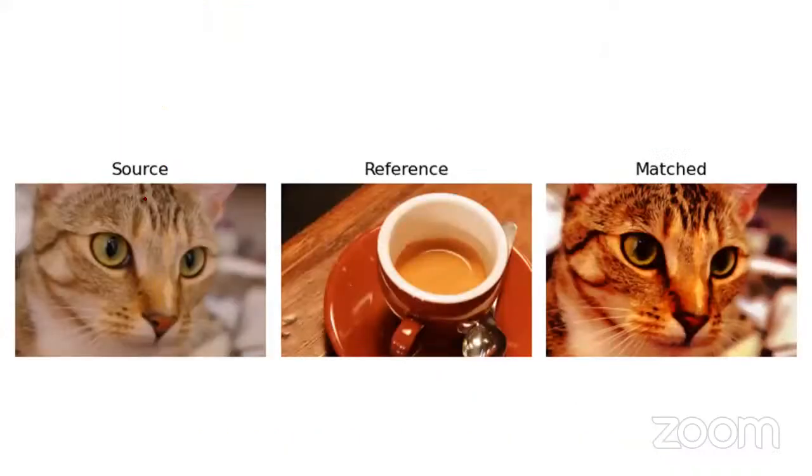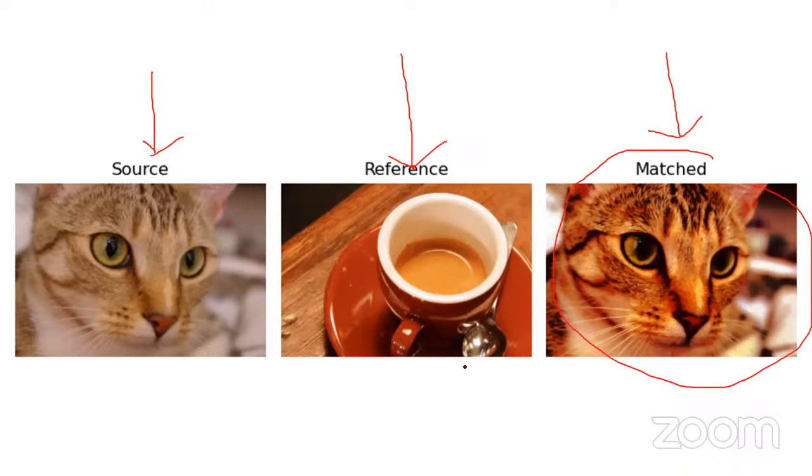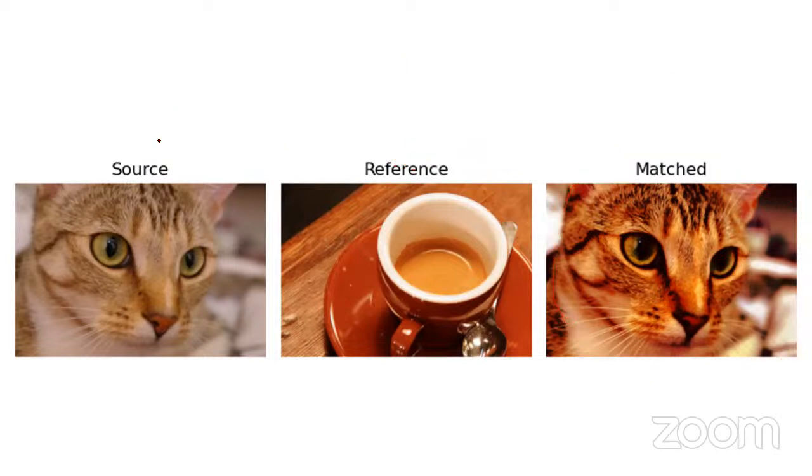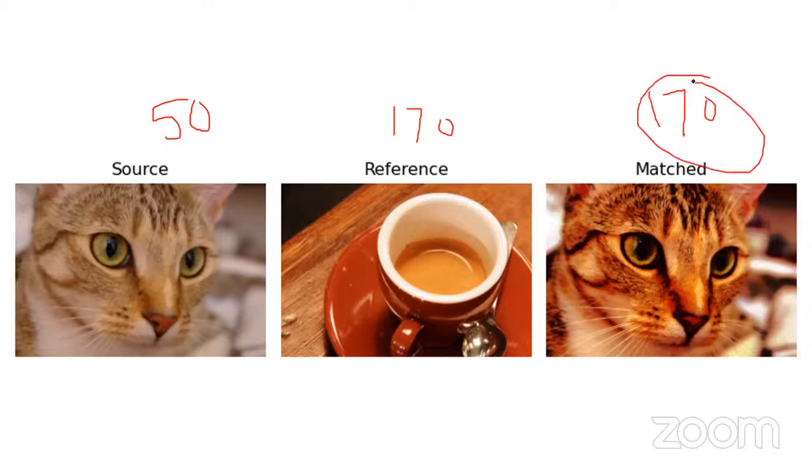Suppose we take a sample: this is the input image or source, and this is the target image, or reference image. After applying histogram matching, you can see some difference between input and matched output. You can see the color of the cat changed based on the reference image, so the target has more influence. Here the input pixel is 50, let us assume, and the reference pixel is 170. In the matched image the pixel value changed to 170.